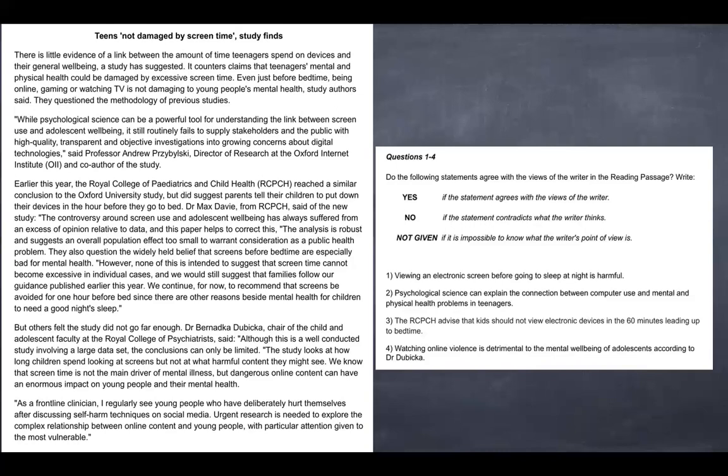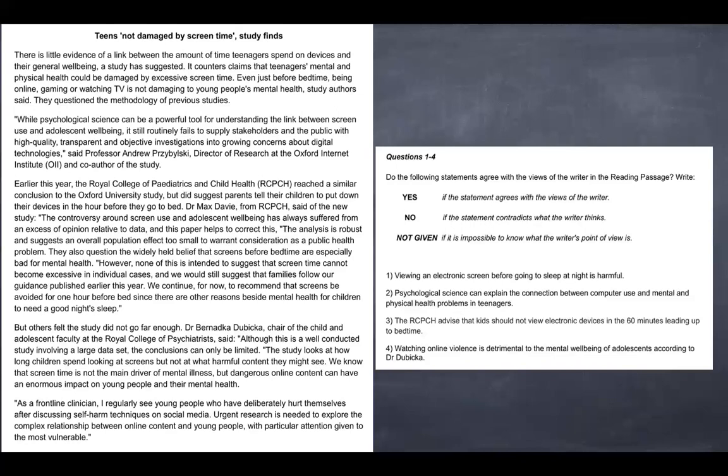Coming to the third one, the RCPCH advised that kids should not view electronic devices in the 60 minutes leading up to bedtime. Now you can clearly see that RCPCH is in the third paragraph. So you can come over there, and if you clearly scan the passage, you will see that in the first three sentences, you have your answer.